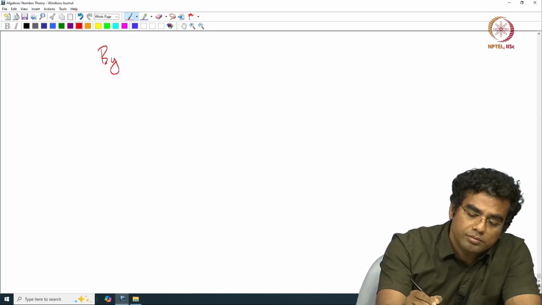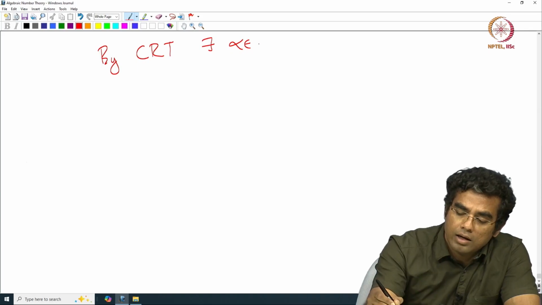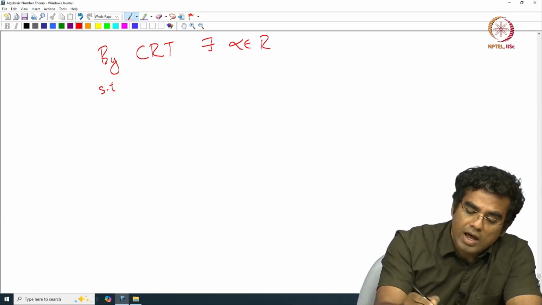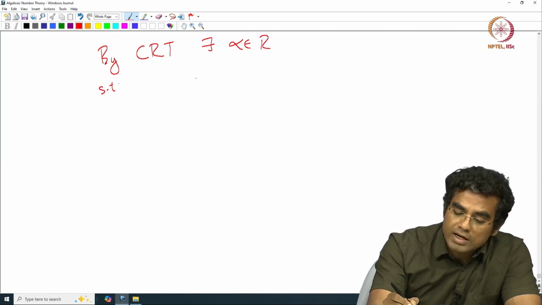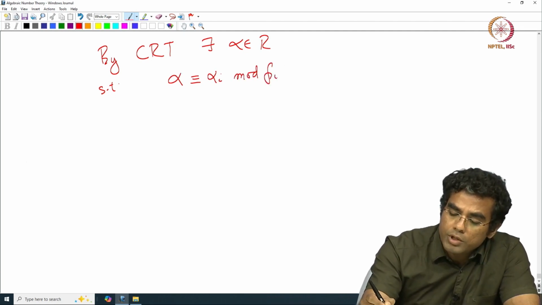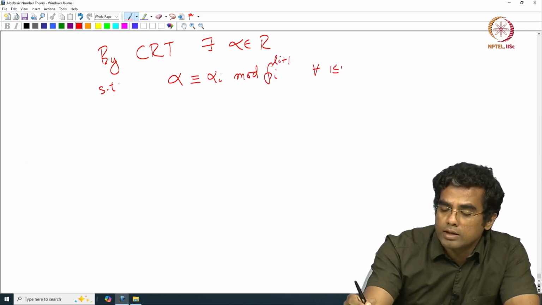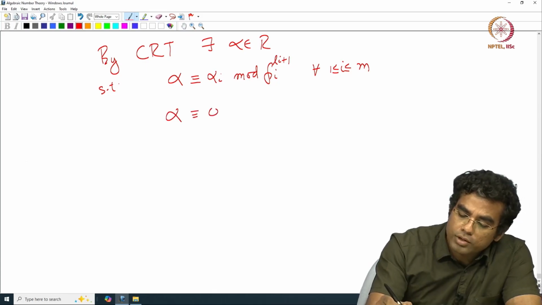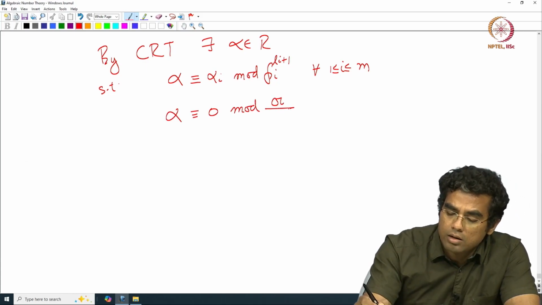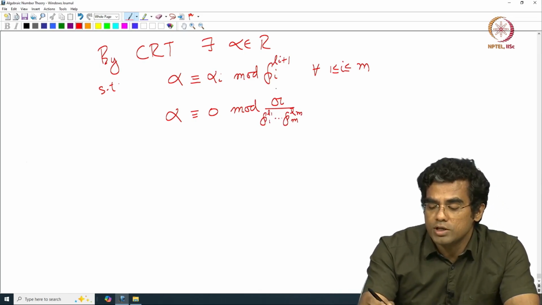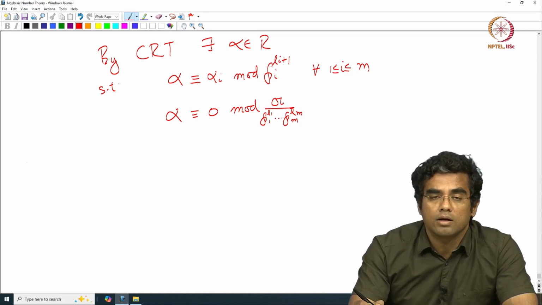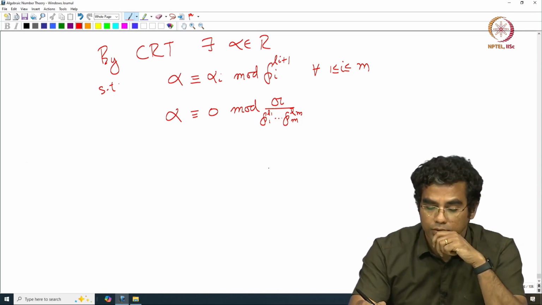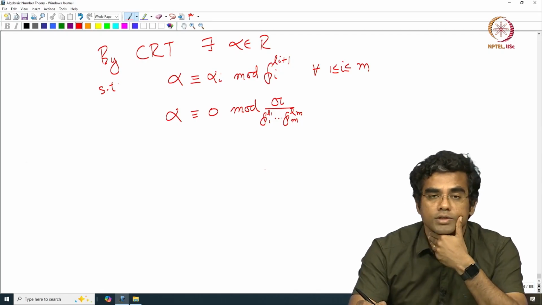So, by Chinese remainder theorem, there exists alpha in R such that it satisfies the following congruences. So, alpha is congruent to alpha_i modulo P_i^{l_i+1} for all 1 ≤ i ≤ m, and alpha is congruent to 0 modulo A divided by P_1^{l_1} up to P_m^{l_m}. So, this is an integral ideal and all these ideals are pairwise co-prime. Okay. So, by Chinese remainder theorem we can always solve this congruence.